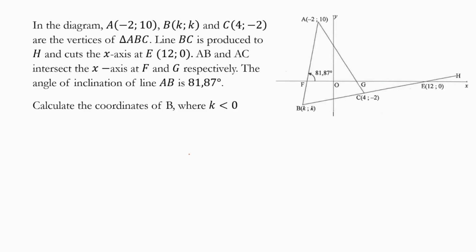Welcome back, smart mathematicians. Let's do question 3.3.1. We're going to be using the answers that we got from our previous questions, that is question 3.1.1, question 3.1.2, and question 3.2. If you did not go through the information, do so before we answer this question. Calculate the coordinates of P where k is less than 0, meaning that k is negative.